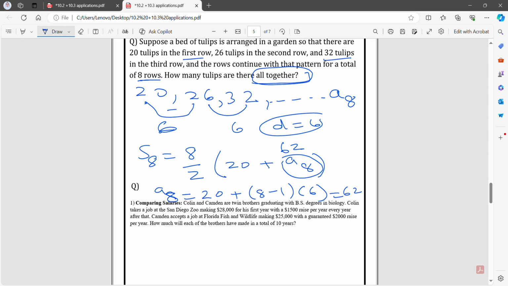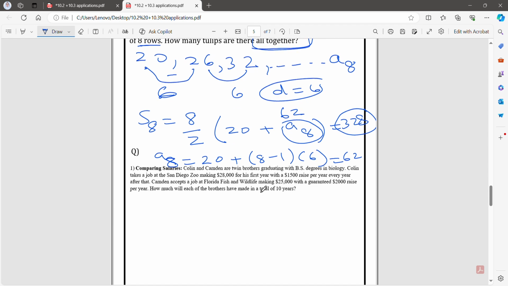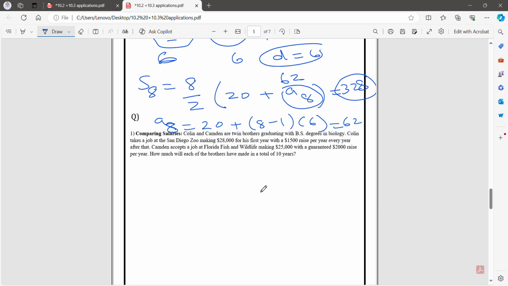What will be here? 8 upon 2, 20 plus 62, and the answer is 328. Answer is 328, right? So this is the sum for this question. Now if we go to the next question.